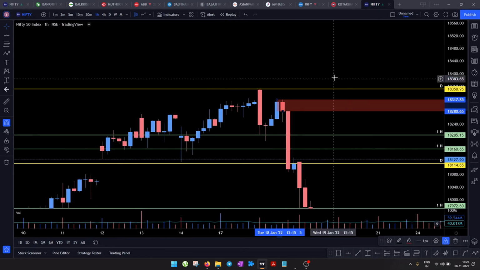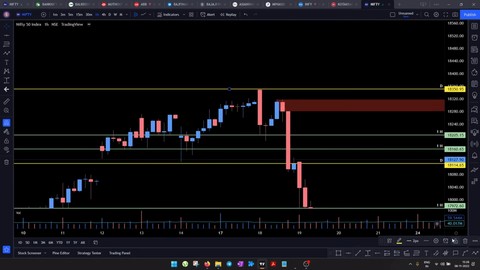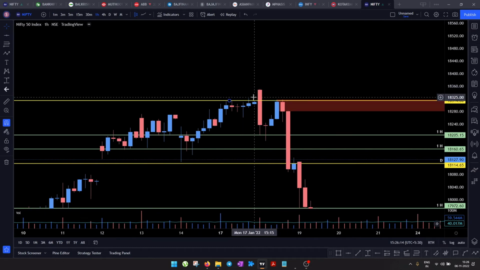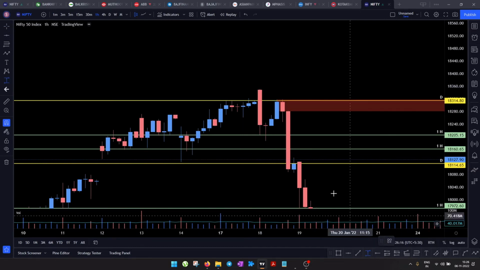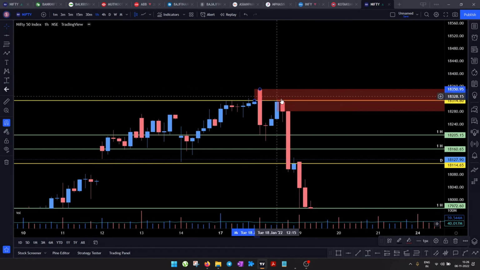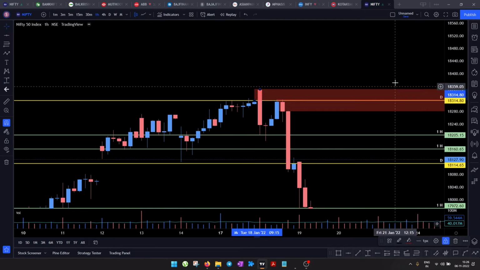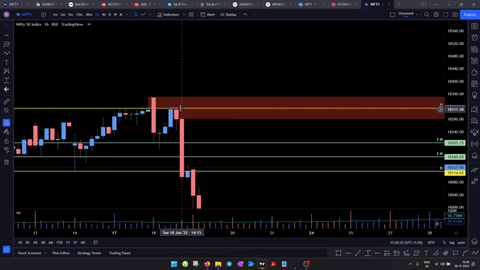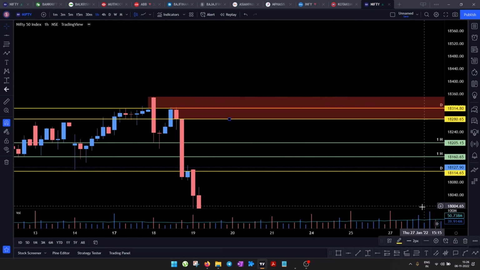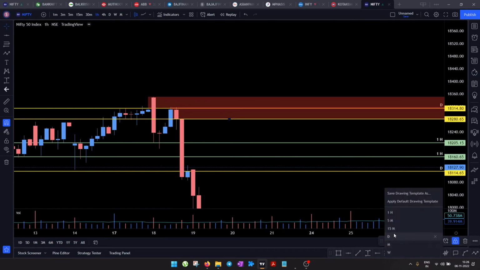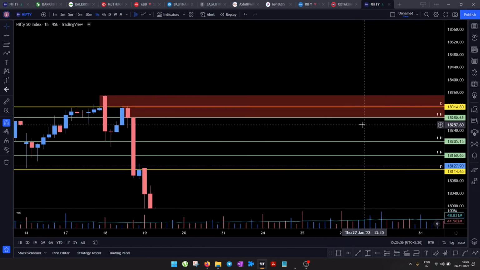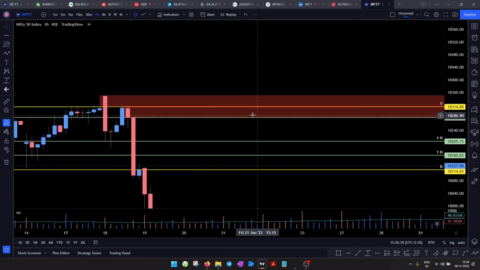So what I'll do is I'll refine this level here. This level can be refined. It can be marked like this, and we can have a supply zone coming here, right on the hourly. And this is how it looks to me. Probably this here can also be marked as a level, right? So probably this can be marked as a level here. And this is how it looks, right, on the hourly.